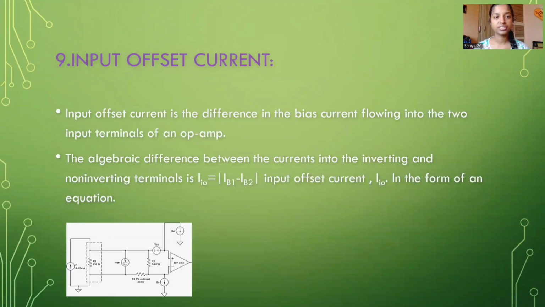And the ninth one is input offset current. Input offset current is the difference in the bias currents flowing into the two input terminals of an op-amp. The algebraic difference between the currents into the inverting and non-inverting terminals is IIO equals IB1 minus IB2. This is the input offset current IIO in the form of an equation.